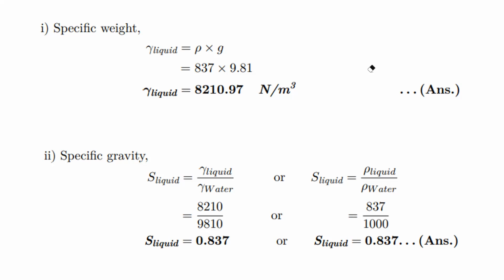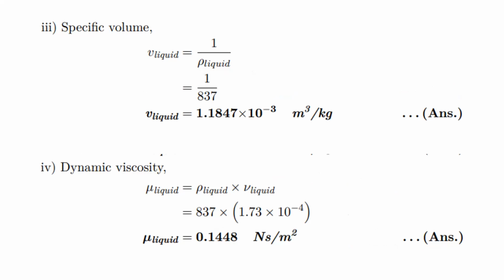Now go for the third one, specific volume. Specific volume is the reciprocal of density. Now 1 over 837. 837 is the density they have given. So that will give you 1.1847 into 10 to the power of -3 meter cube per kg. So that is small v of the liquid, that is specific volume of the liquid. Meter cube per kg. It is very simple. It is the reciprocal of density. So 1 over density will give you the specific volume.